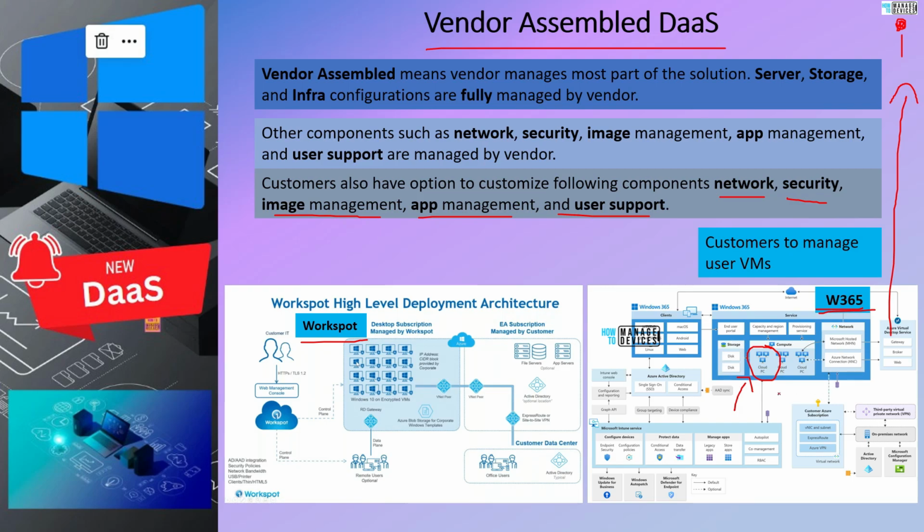If you want connectivity back to your on-prem, then you need to have that network connection over here, and you need to configure that network connection. Apart from that, you don't need to create a separate VNet, hub and spoke model in a vendor assembled DaaS solution. Customers over here have to just manage user VMs. In the previous slide, the main difference is the customer will have to configure and manage user VMs.